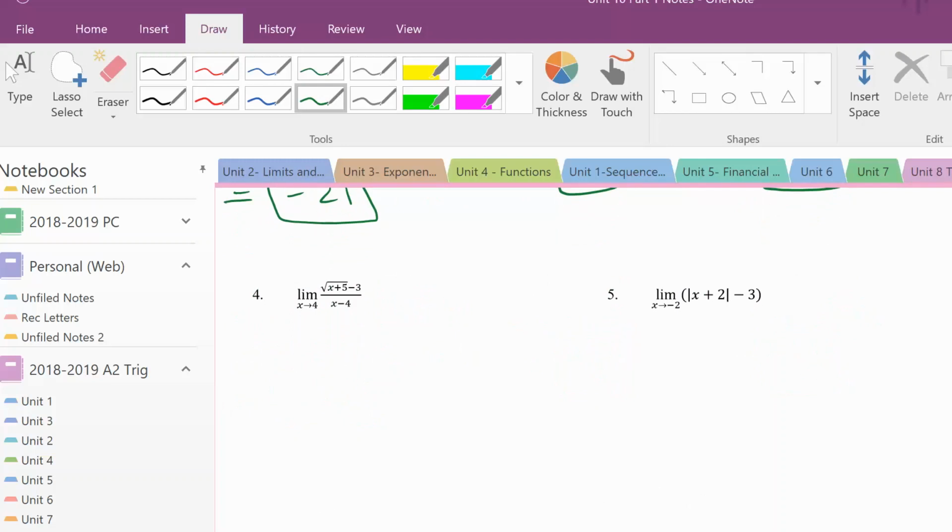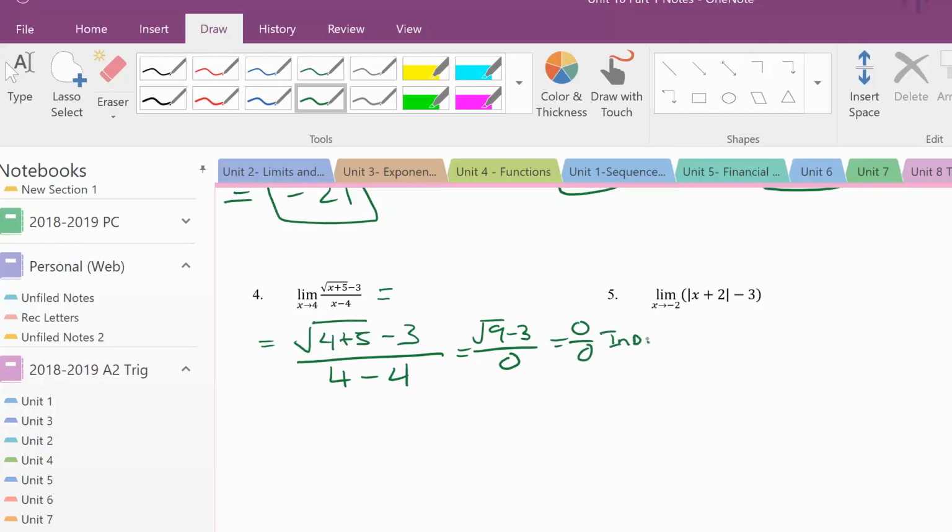Number 4, when we substitute in, we get the square root of 4 plus 5, and then minus 3 outside, over 4 minus 4, which means, notice, the square root of 9 minus 3 over 0. Well, 3 minus 3, so this is indeterminate.